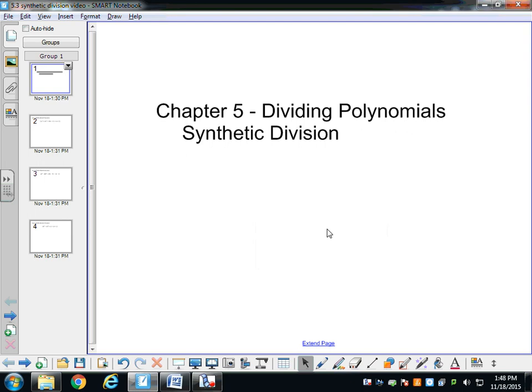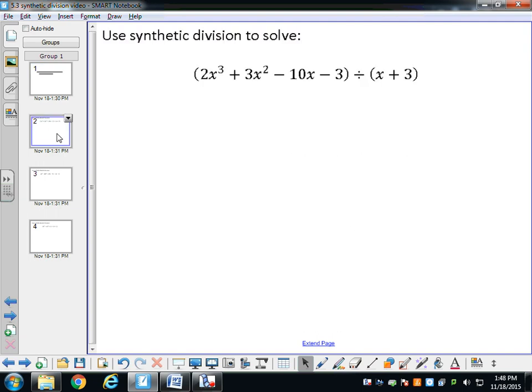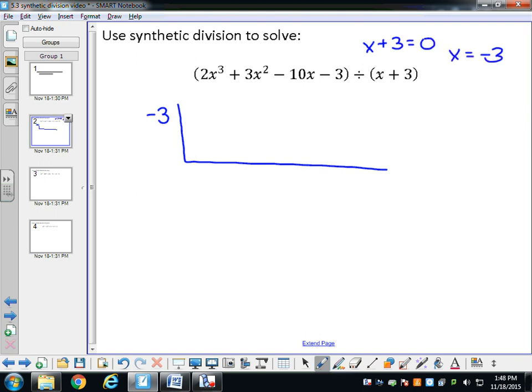In this video, we are going to be practicing dividing polynomials using synthetic division. Example 1, use synthetic division to solve this polynomial. First, set it up. You're going to draw your L. -3 goes outside because x plus 3 equals 0. So x equals -3. That's how I find the number that goes outside.